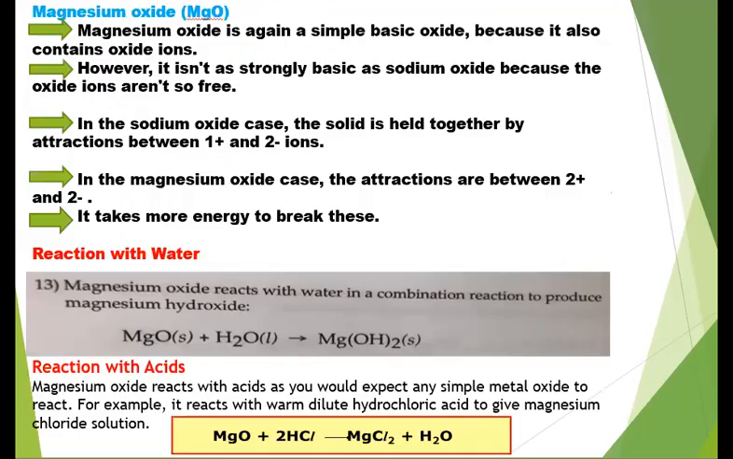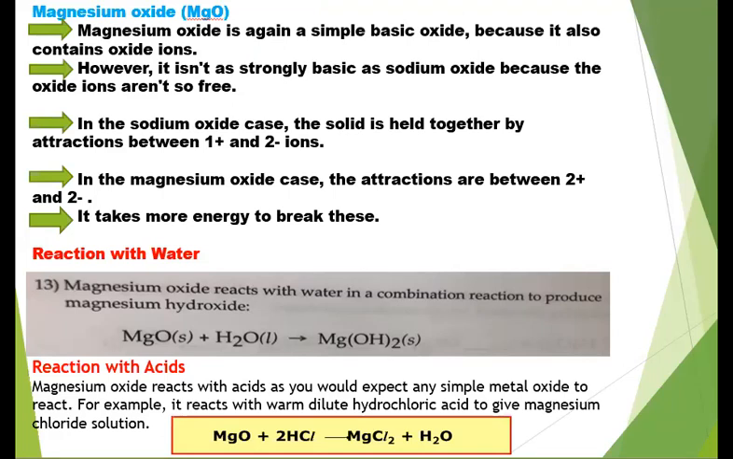Magnesium oxide. Magnesium oxide is also a metallic oxide, and it is also basic because it contains oxide ion. We simply say that metallic oxides are basic in nature, while non-metallic oxides are acidic in nature. Magnesium is a metal, so magnesium oxide is basic in nature.